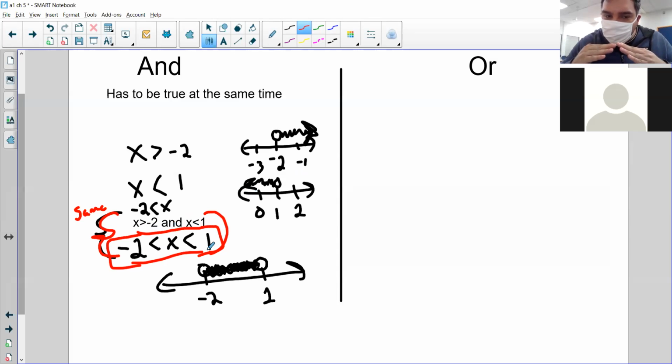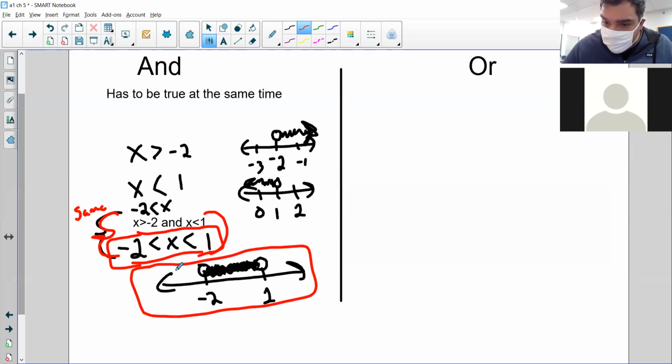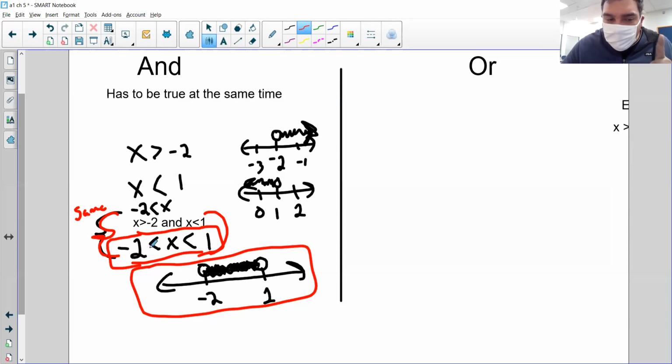You have to graph x is greater than -2 and x is less than 1. You could, but you have to graph it on the same line. So it's going to end up looking like this. It's important to know over here, you could be given the question like that. I will never ask you to change it from an and statement to this, but you could be given the question like that.